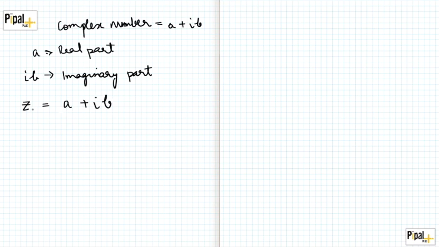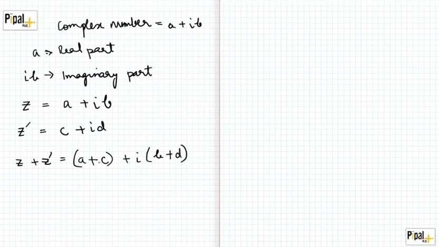Now let's say I have another complex number, let's call it Z dash, which is equal to C plus iD. Then Z plus Z dash is just going to give me A plus C as the real part and i times B plus D as the imaginary part, right? Because no addition is possible between the real part of this one and the imaginary part of the other, we'll just have to leave it like this.